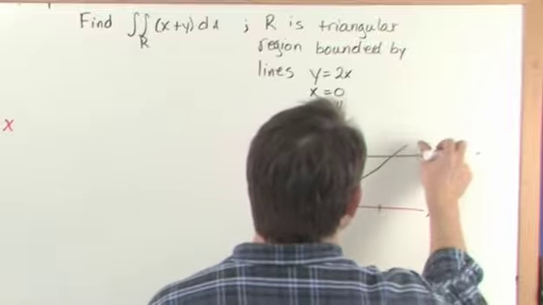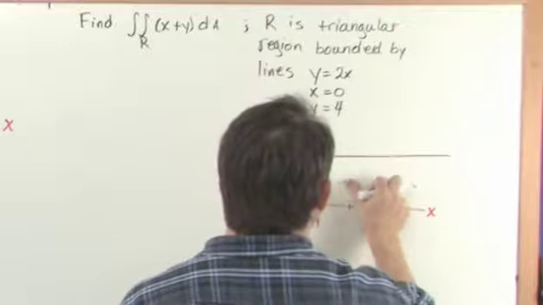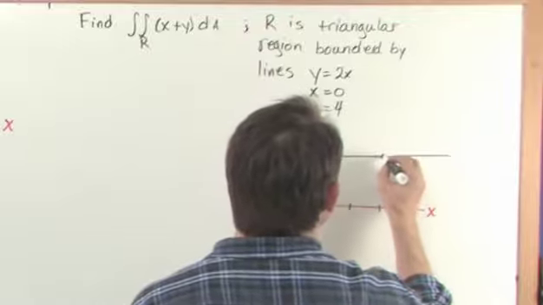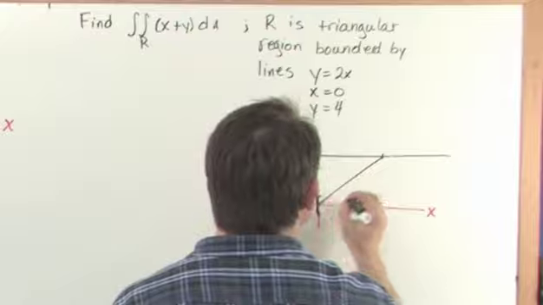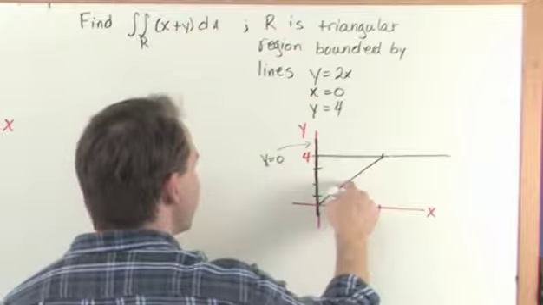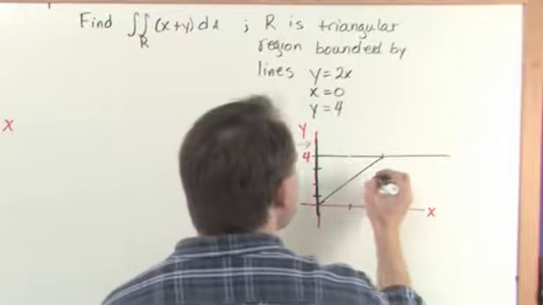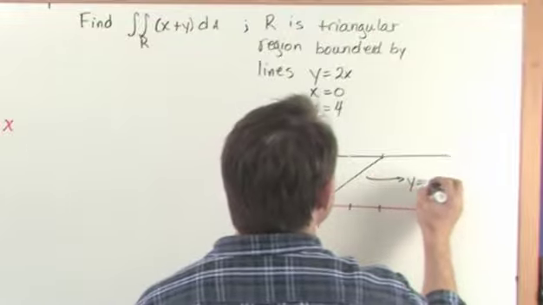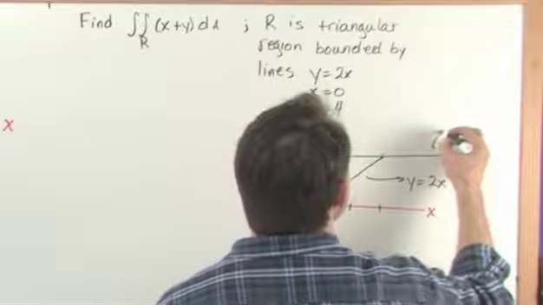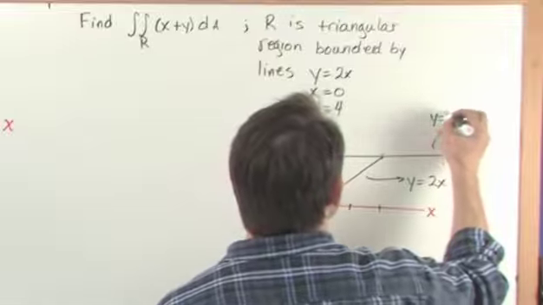Okay, I drew that in a bad way. It needs to go basically through this point here. So you see it goes up 2 over 1, up 2 over 1. That's because the slope is equal to 2. This is y is equal to 2x. This is y is equal to 4.